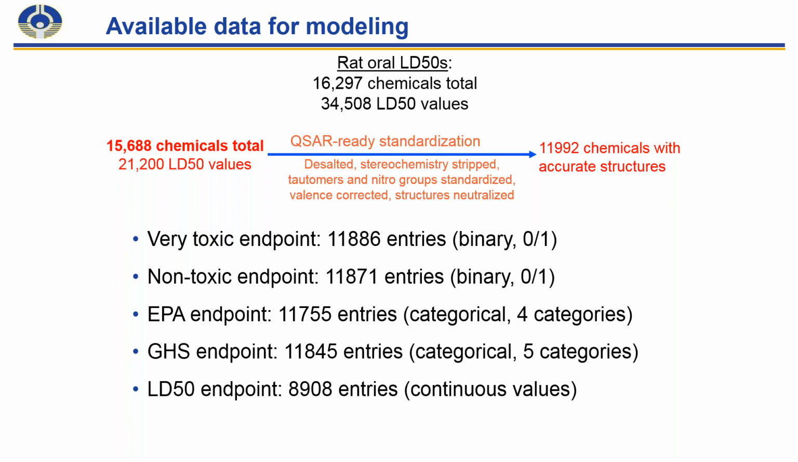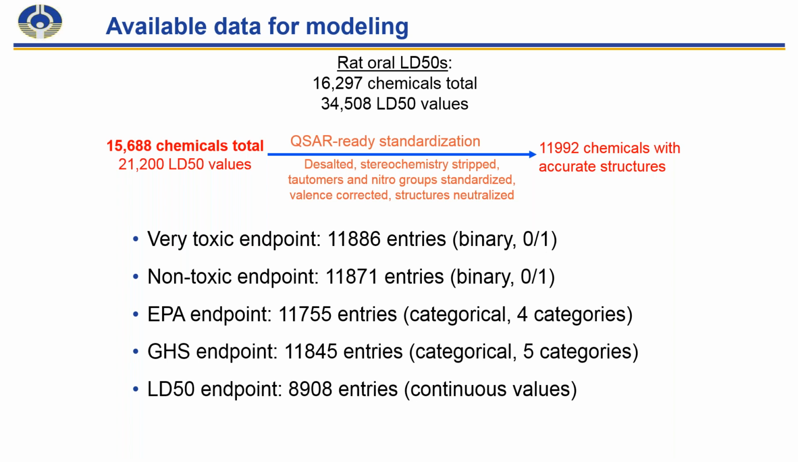So we have binary models where you're trying to predict whether or not a compound is very toxic compared to everything else. So it has an LD50 below 50 mg per kg per day. Trying to predict whether a compound is non-toxic, so it has an LD50 above 2,000 mg per kg per day, and differentiate that from everything else.